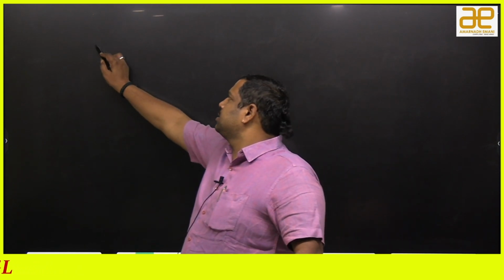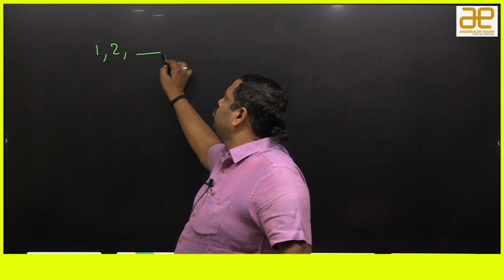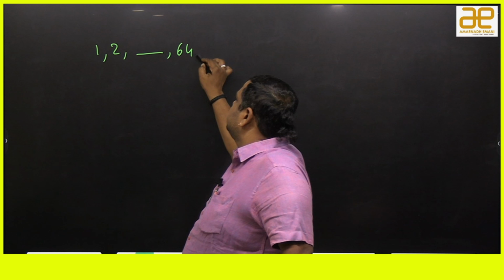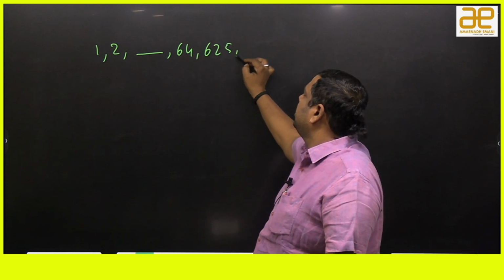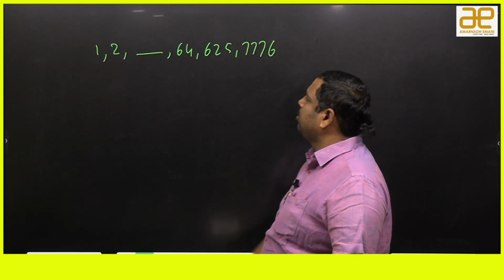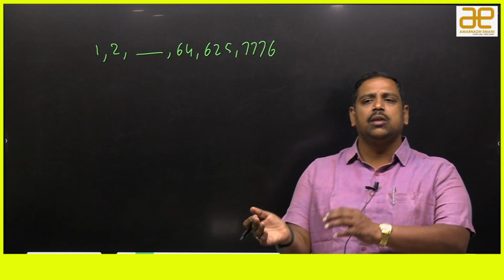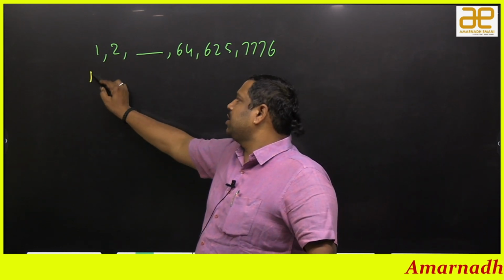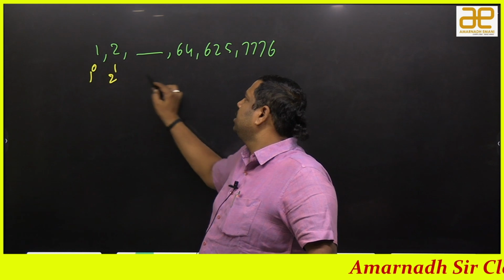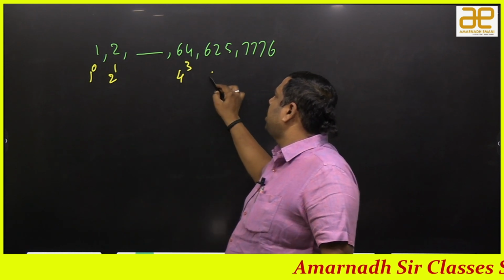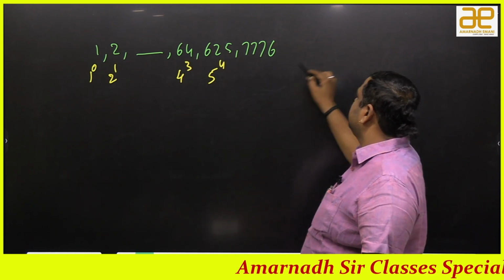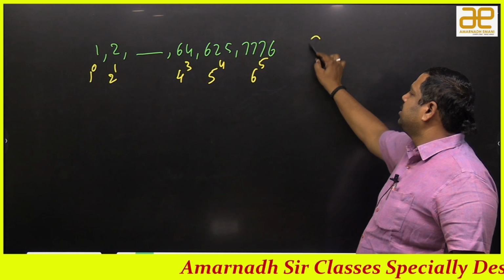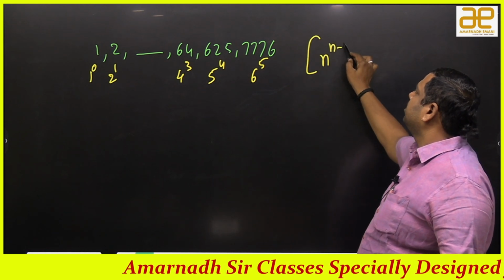What I want to do is, suppose I am giving a question like this: 1, 2, blank, 64, 625, 7776. Suppose I give it like this. This is just the brother of that one. What you have to observe is, this is 1 power 0, 2 power 1, 4 cube, 5 power 4. So this is 6 power 5. This is nothing but n power n minus 1.